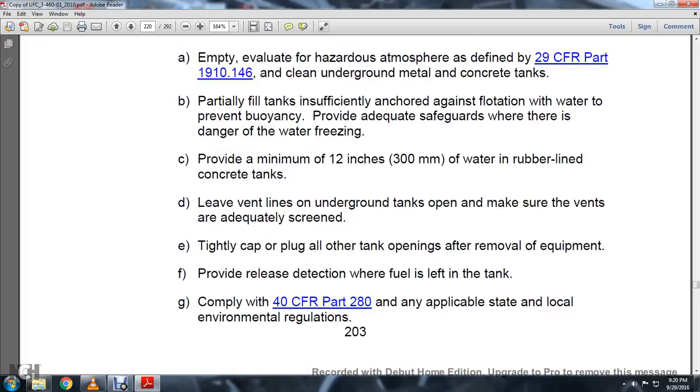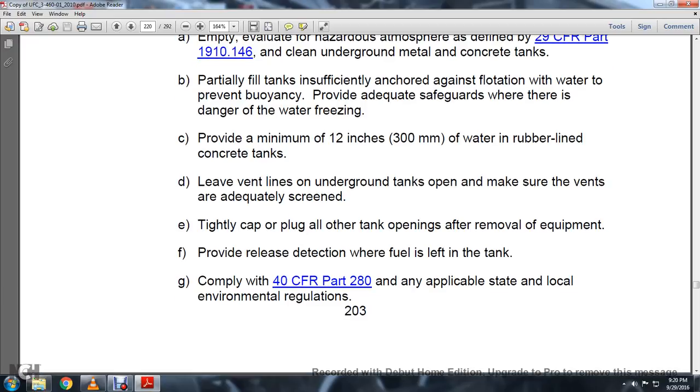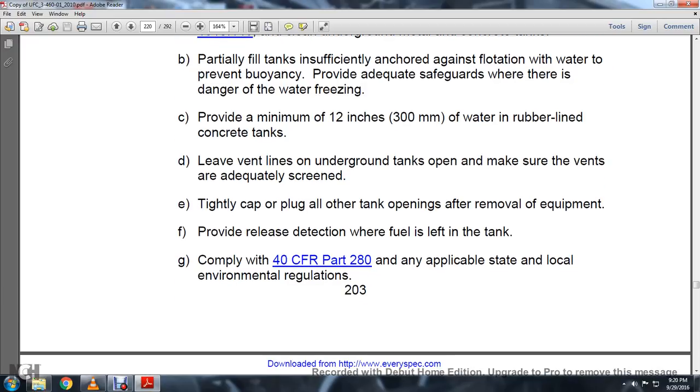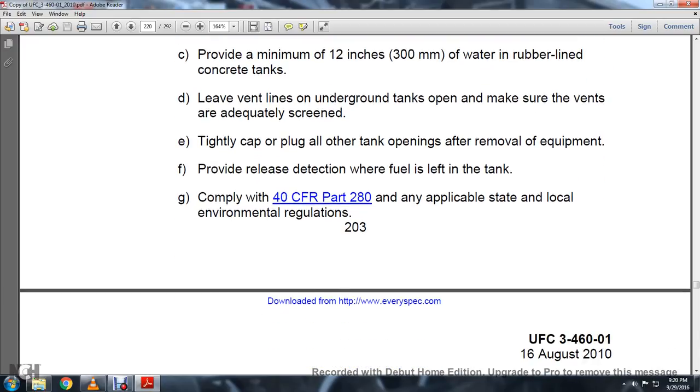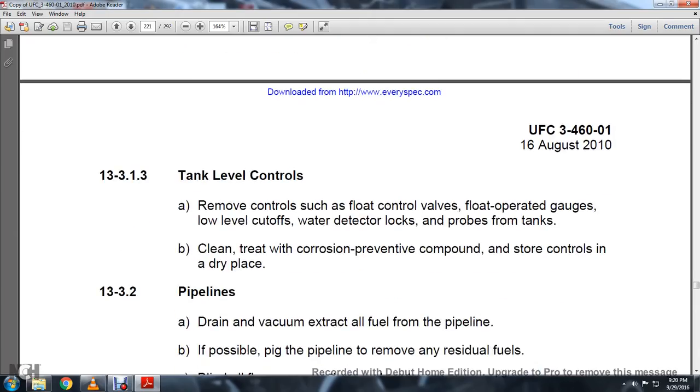Leave the vent lines on the underground tanks open, making sure the vents are adequately screened. Tightly cap and plug all other tank openings after the removal of equipment. Provide for the release of ejected vapors whenever fuel is left in the tank. Comply with Title 40 Part 280 and the applicable state and local environmental regulations.